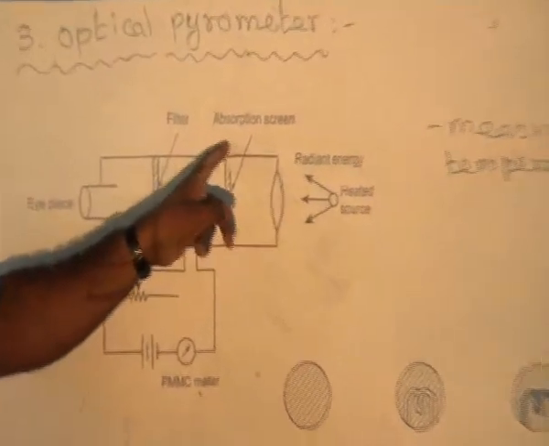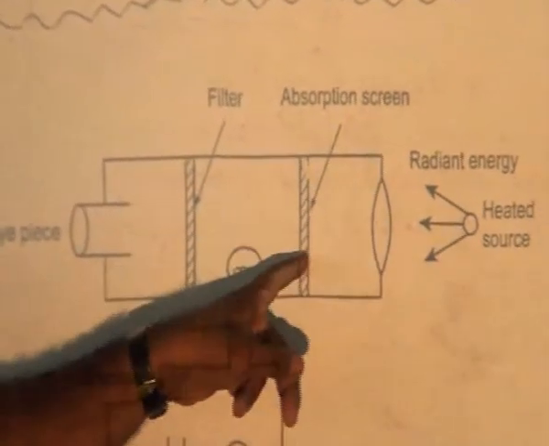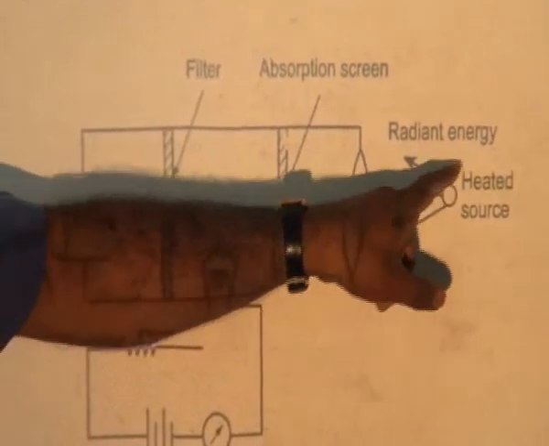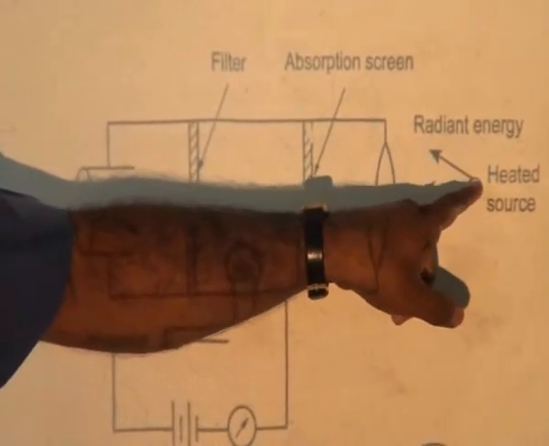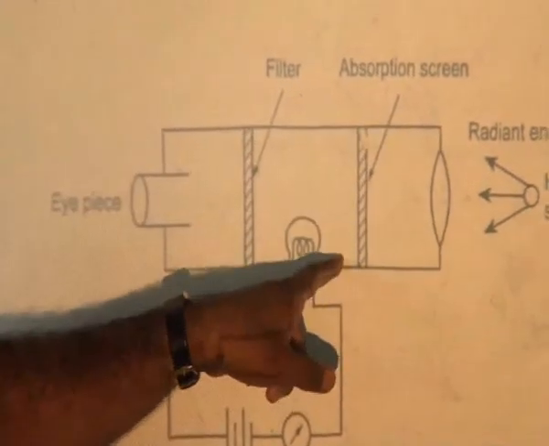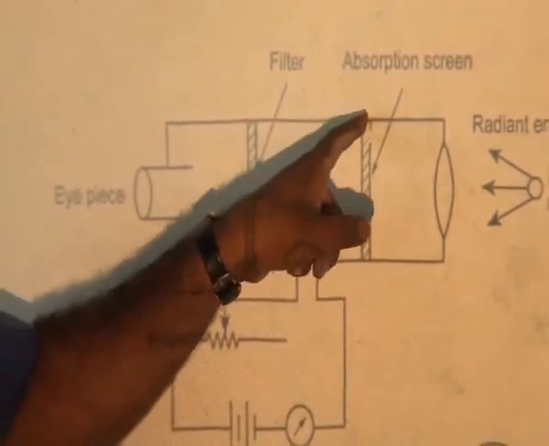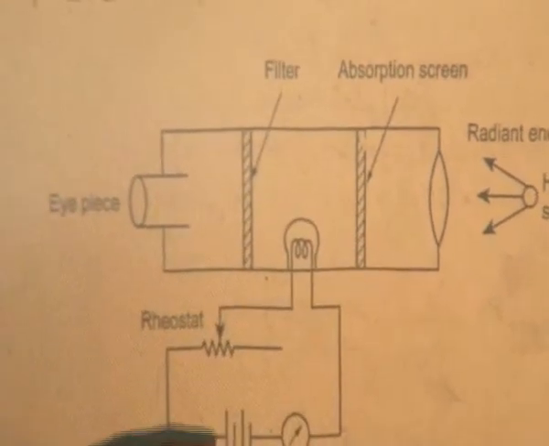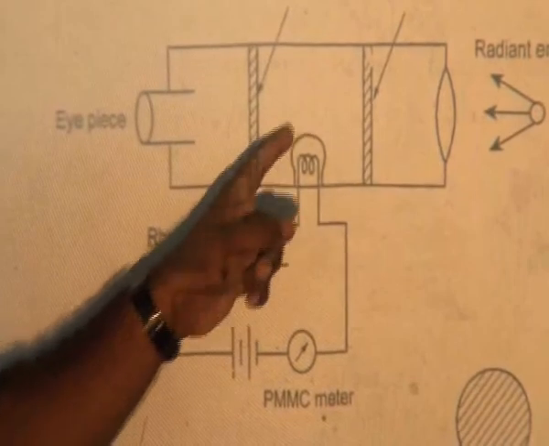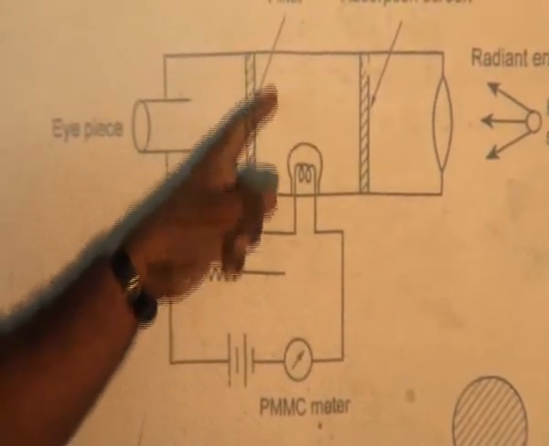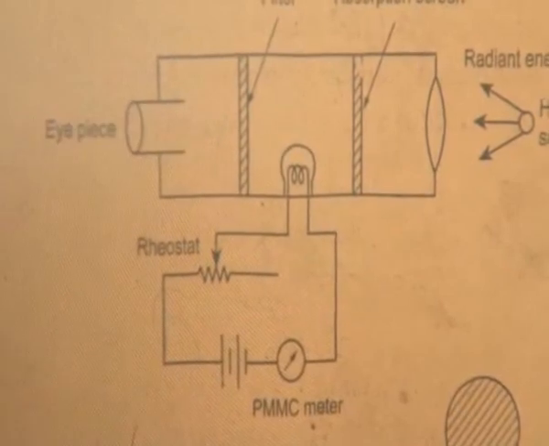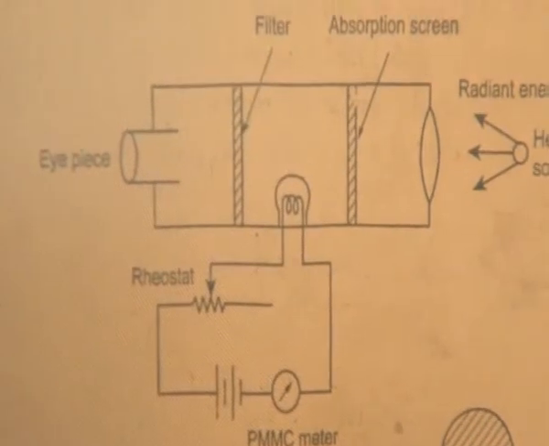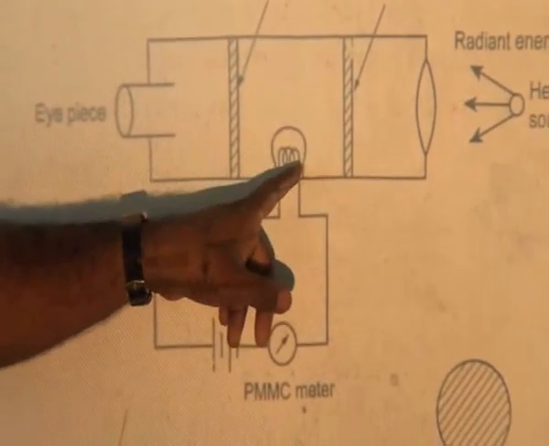It has one absorption screen. It only observes the radiant energy from the source. This is the heated source. It produces the temperature, and that radiant energy is observed through the absorption screen. This absorption screen will reduce the radiation level. Here we are using one circuit, and again we are using one filter. Through the eyepiece we see that the absorption screen shows the variation from the temperature, that is a current, that is a voltage.